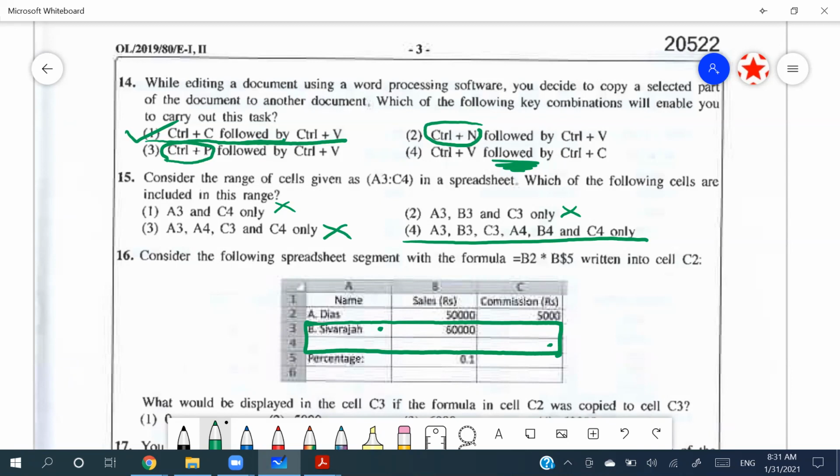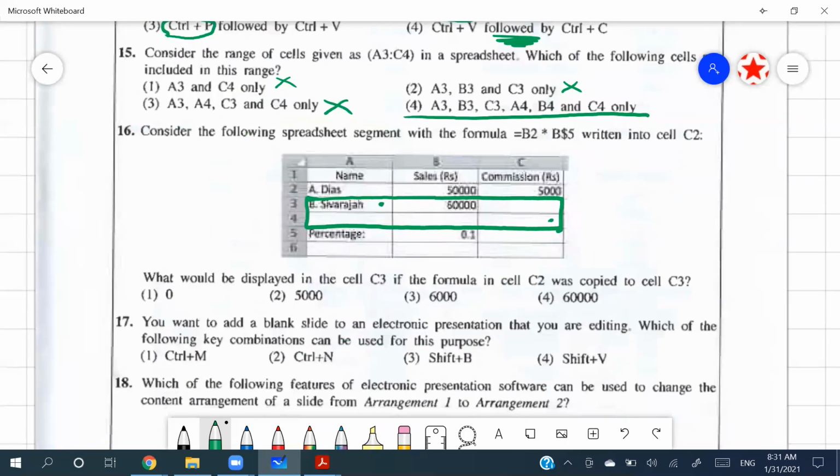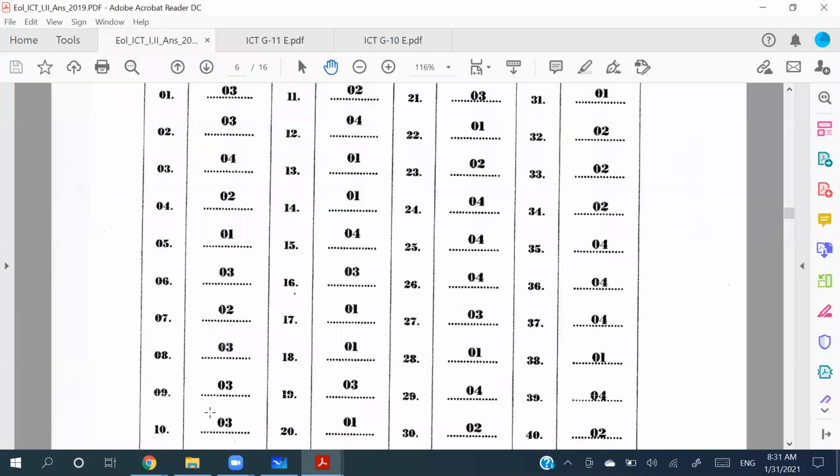Right? Range means A3 to C4. So how many cells are there? Right? So for the 15th, the fourth one is the answer. Right? In the marking scheme, yeah, 15 got 4.